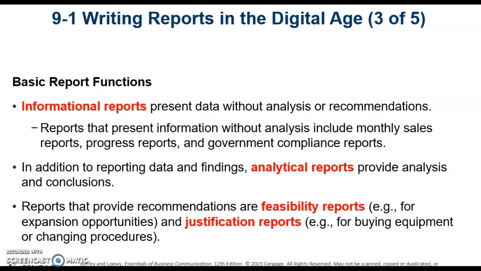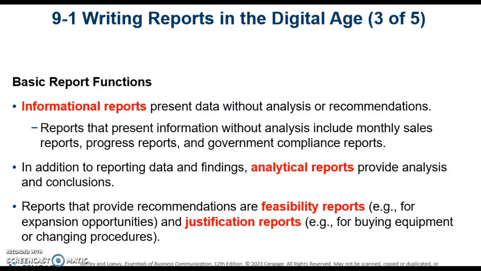Also, you see feasibility reports. It's another term in this chapter. And these reports examine the practicality and advisability of following a course of action. Like if it's feasible to expand a business, this would be an example of a feasibility report. Justification reports are reports that justify or recommend actions such as buying equipment, changing a procedure, filling a position, consolidating departments, or investing funds, also called recommendation reports or internal proposals.